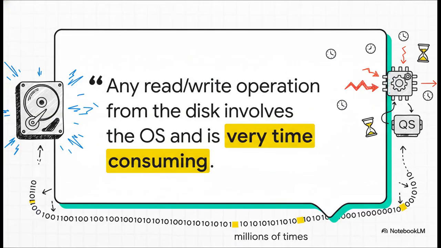So the key to understanding this is right here in this quote. Every single time your program wants to read something from the disk, it has to make a special request to the operating system. And that request is a heavy operation. It's just slow. It takes a lot of time and resources. So doing that millions of times is what's killing our performance.